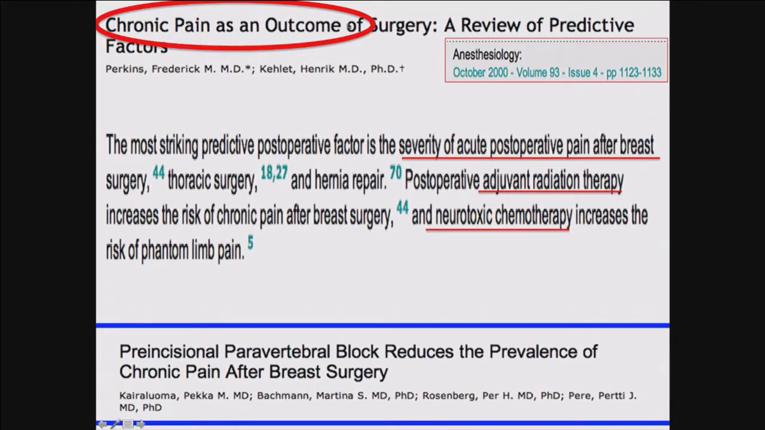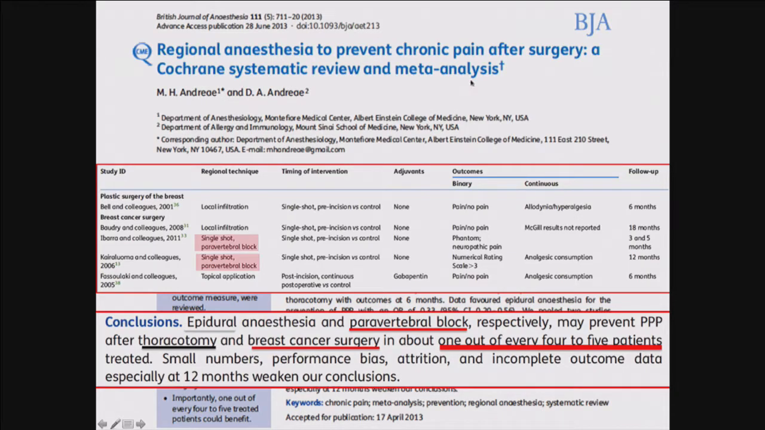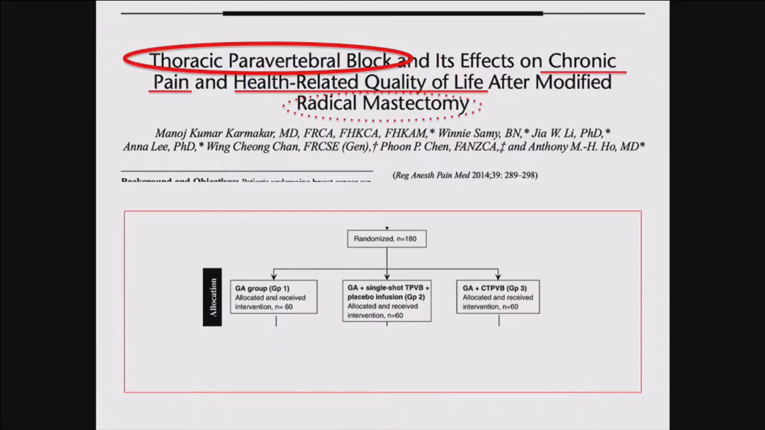So this is extremely important and has been confirmed recently in a Cochrane analysis by Andrea, where they say that epidural anesthesia, of course, and paravertebral block, respectively, may prevent chronicization of pain after thoracotomy and breast cancer surgery in 1 out of every 4 or 5 patients. So this is not perfect, but at least it will help about 20 to 25% of your patients. This has been shown by Manoj Karmakar.